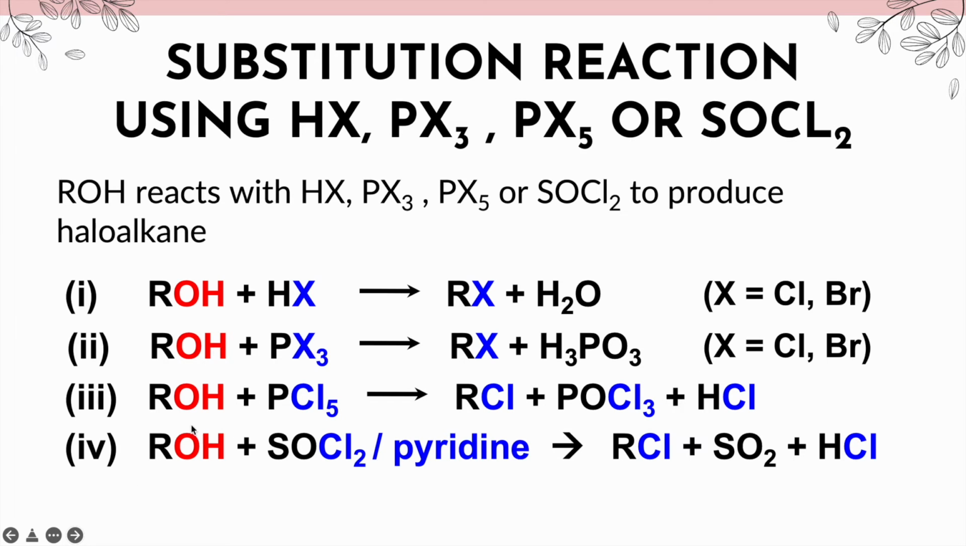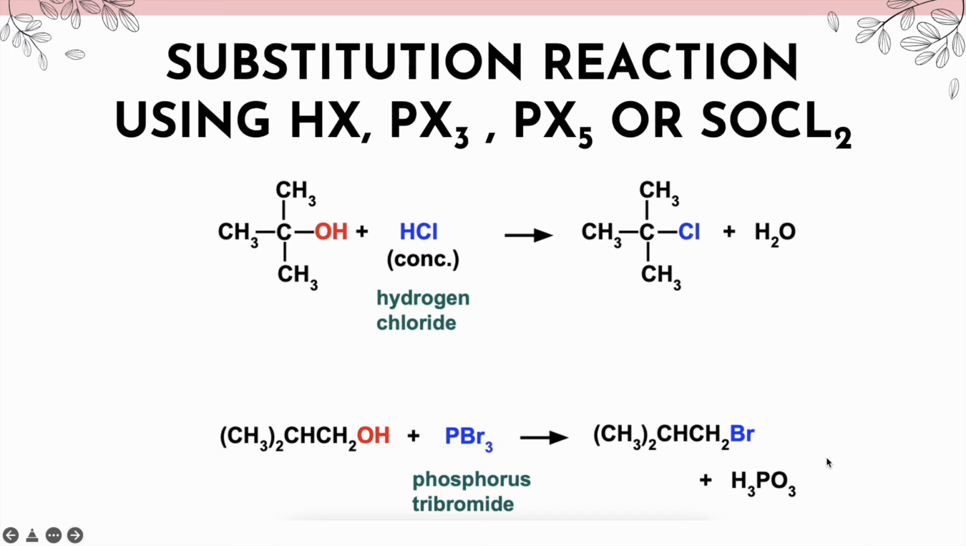And if the alcohol reacts with SOCl2 in the presence of pyridine, only one Cl will substitute the OH group, it becomes RCl plus SO2 plus HCl as side products. Okay, these are the examples. Alcohol reacts with concentrated HCl, hydrogen chloride.